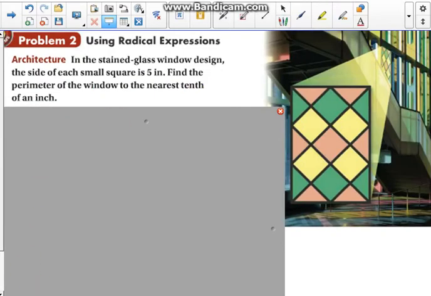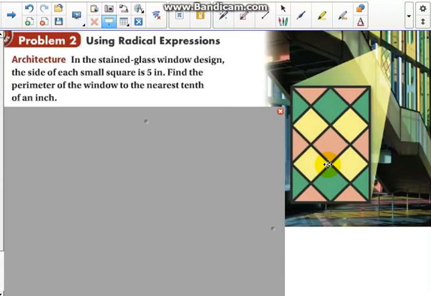Hi, we're continuing lesson 6-3 with Algebra 2. This is problem 2. We're coming back from doing some workbook work, problems 2 and 3. On problem 2, we've got a word problem about using radical expressions. In architecture, we've got a stained glass window design. The side of each small square is 5 inches. So each one of those is a square, and each side of those individual squares is 5 inches.